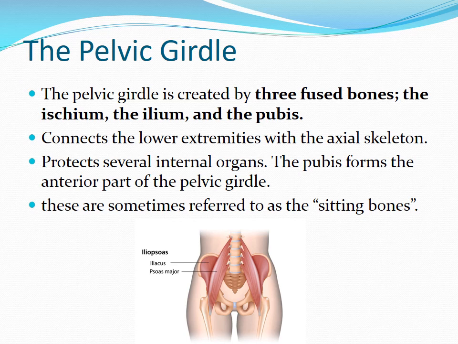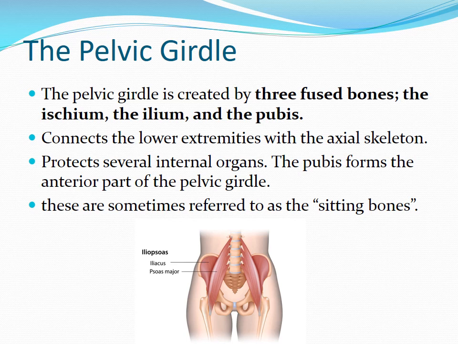So this pelvic girdle, these three fused bones, are going to attach to your sacrum. Your sacrum is going to be the base of your axial skeleton. Your pelvic girdle will help transmit forces from the upper body to the lower body and vice versa. It will also protect your internal organs. And it's specifically the ischium part of that pelvic girdle that's called the sit bones.